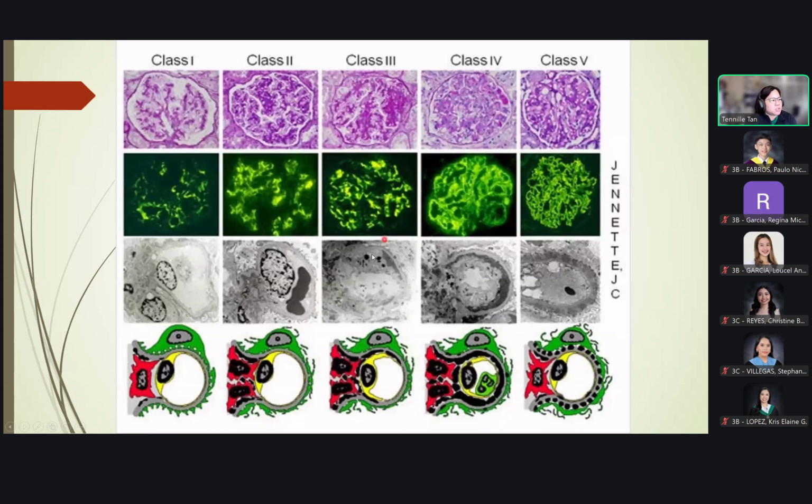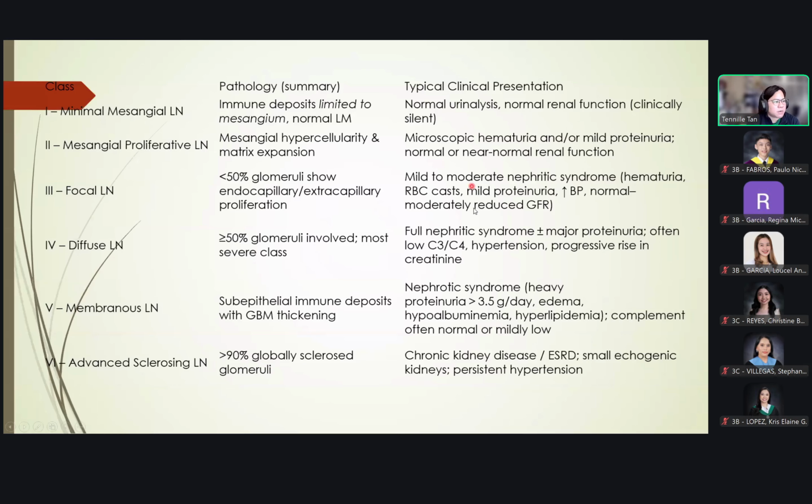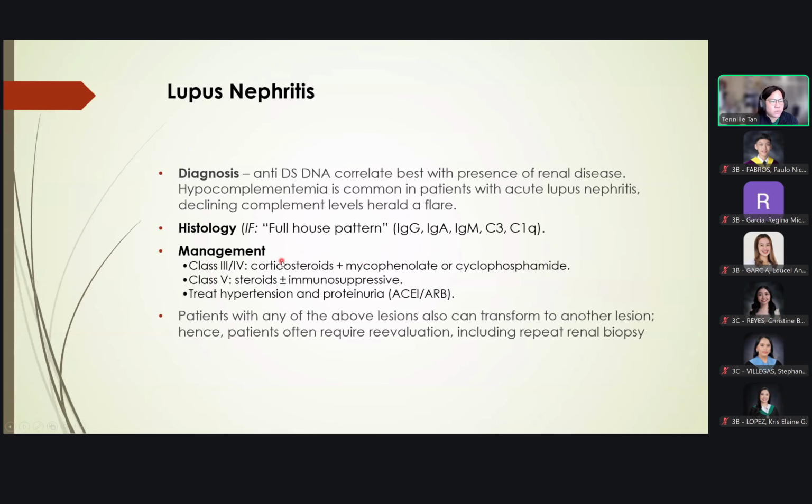And then management. Usually for class 1 or class 2, you might not need any additional specific management for the glomerulonephritis. For class 3 and class 4, they will at least give corticosteroids with or without mycophenolate or cyclophosphamide. Sometimes they also give rituximab for these patients. Class 5 is steroids plus or minus immunosuppressive. And of course, you treat any hypertension and proteinuria with ACE inhibitors or ARBs.